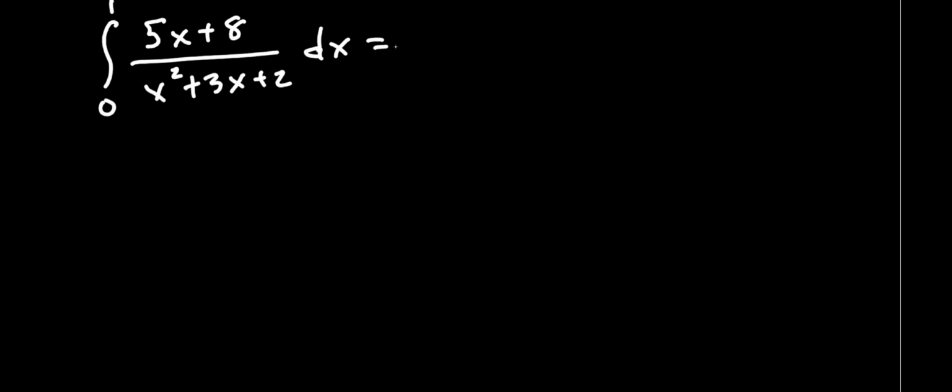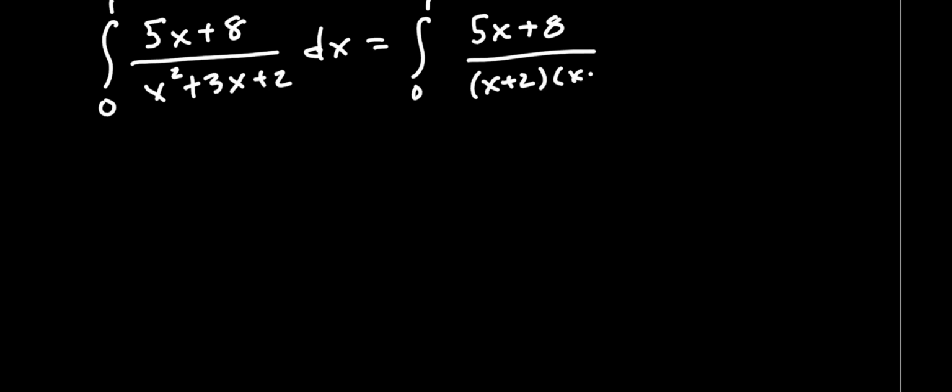Okay, so for this problem, it is very important to recognize that we need to use partial fraction decomposition because we have a polynomial on top and a polynomial on the bottom. For partial fraction decomposition, it's probably best to factor out the bottom. So let's say that this is equal to the integral of 5x + 8, and if we factor out the bottom, we get (x + 2) times (x + 1).